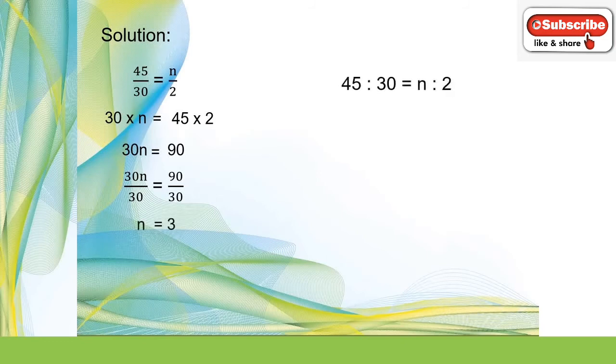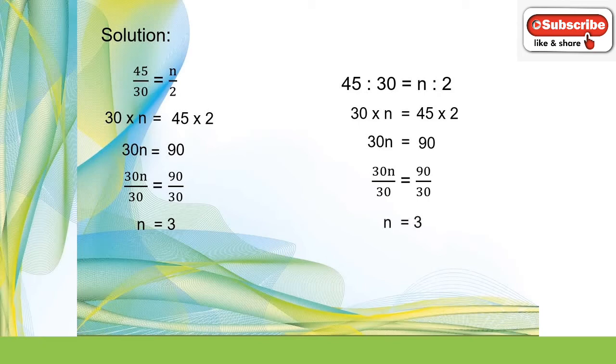In column form, 45 is to 30 as n is to 2. Get the product of the means and get the product of the extremes. 30 times n equals 30n. 45 times 2 equals 90. Divide both sides by the numerical coefficient. 30n divided by 30, 90 divided by 30, n is equal to 3. So the answer is 3 days.